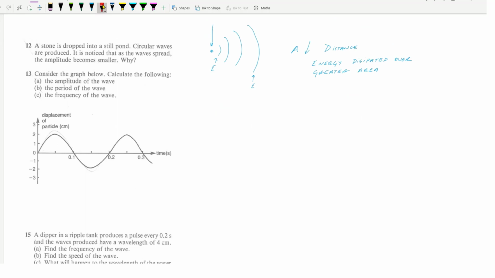Alright, let's have a look at question number 13 now. So consider the following graph below, calculate the following, the amplitude of the wave. Okay. So what we have here is the displacement, so that's the particles moving up and down, or longitudinal, it doesn't actually say in the question here. So for part A, the amplitude, I'd be looking at this point here and taking it back to the y-axis. Okay, so for this one here, I have the amplitude, so that's for part A. The amplitude is going to be equal to 2 centimeters.